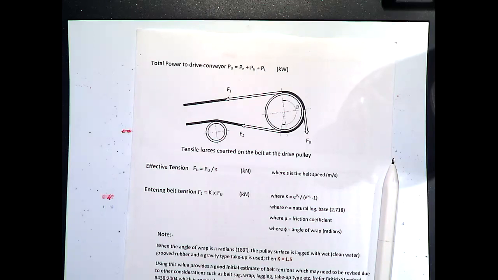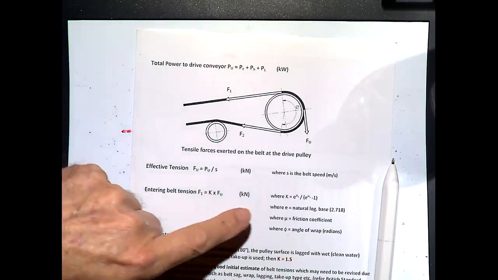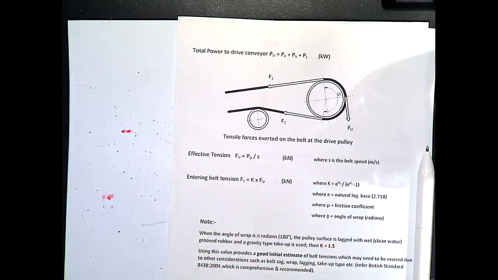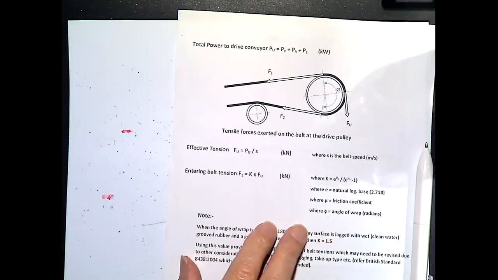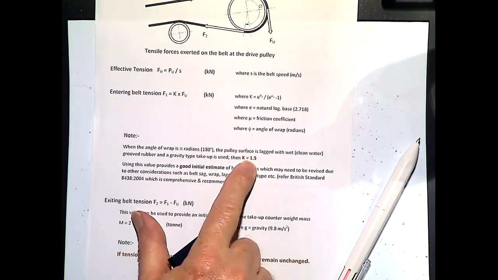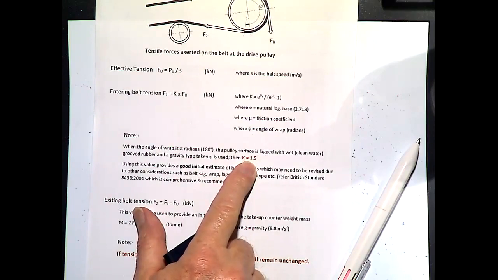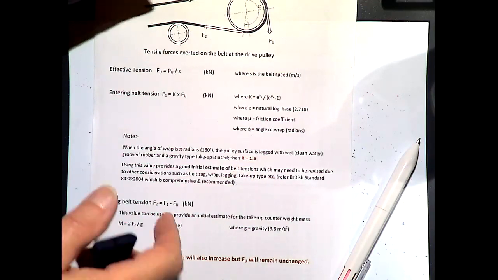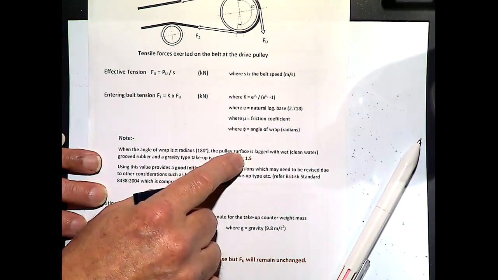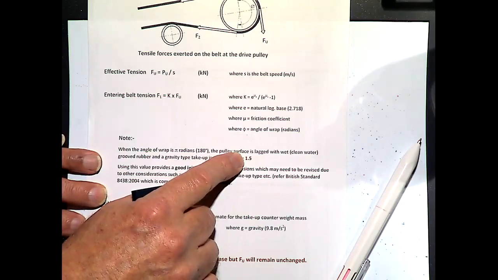So anyway, what you do is you take the 1.5. The 1.5 is listed here. That takes into account that you've got a wet rubber head pulley, and you've got 180 degrees wrap. So this is the wrap here. This is just a little bit more than 180. But if you take 1.5, that's what you'll generally find in industry.